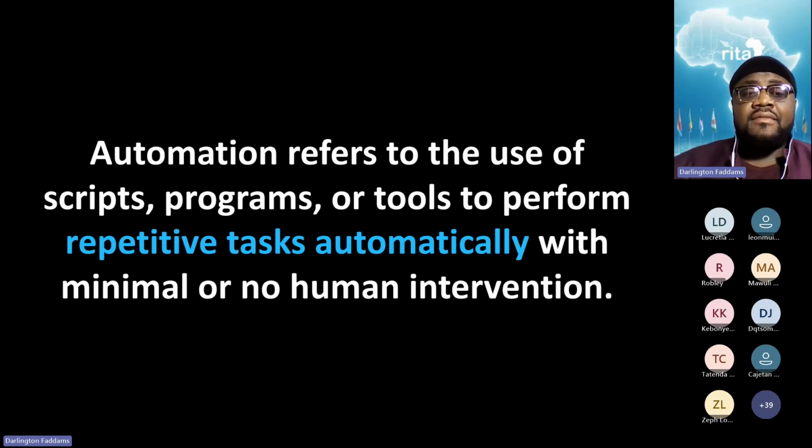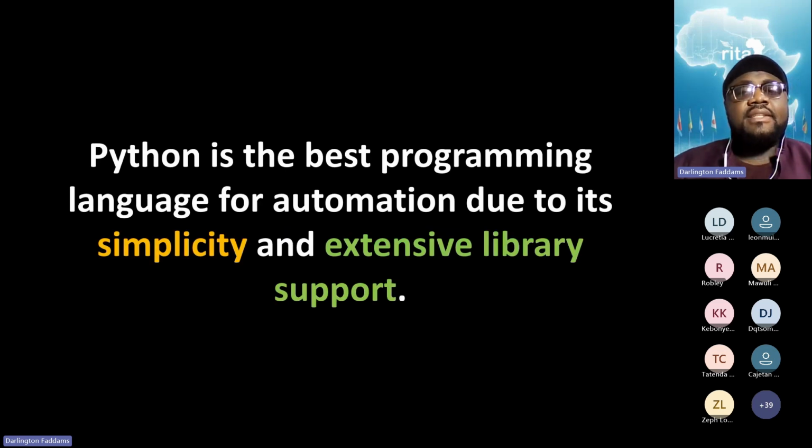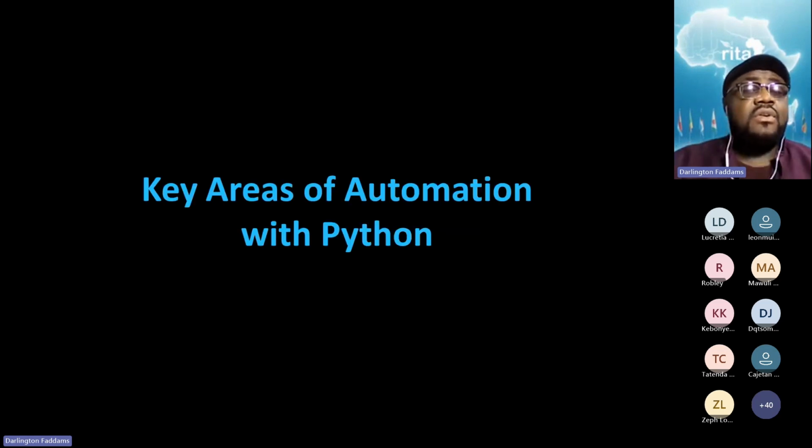And if you have a lot of repetitive tasks that are so boring, Python is a tool you can use to automate. Python is the best programming language for automation due to its simplicity and extensive library support. Because of the libraries that Python provides and how simple Python is, it becomes very easy to do automation with Python. So Python is really the best language to use for automation.